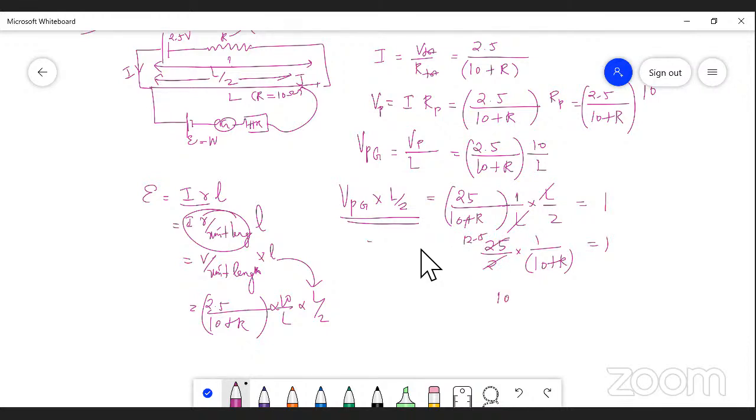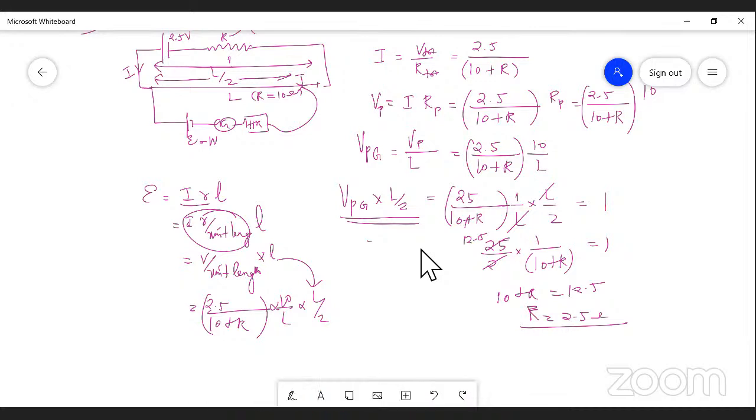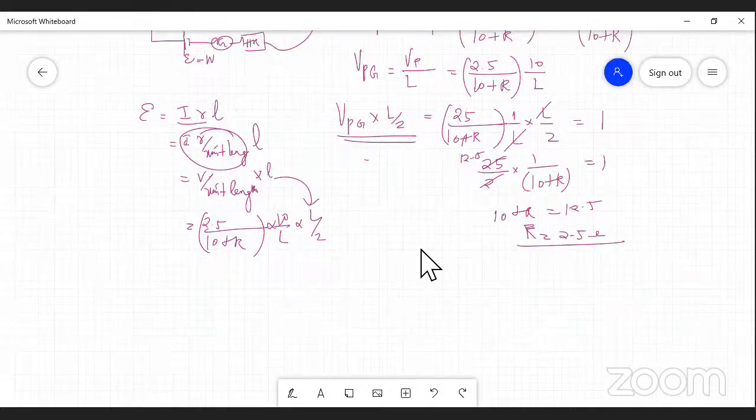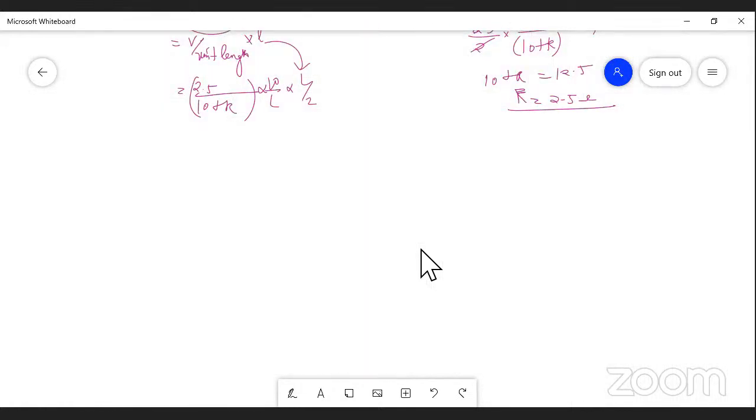So 10 plus R equals 12.5. R equals 2.5 ohm. The value of unknown resistance R is 2.5 ohm. Now, they are asking you to find out what will be the new balancing length if the resistance is doubled. So if R is doubled, then what will be the new balancing length?